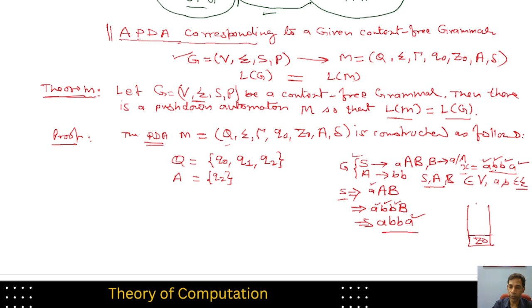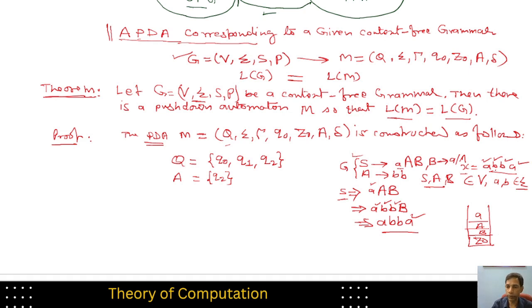Once you replace S with the given production rules, you will have the situation like this. S can be replaced with AAB, so you have a, A, and then B. The a corresponds to the top of the stack, then next to it is A, then you have the B. So S is replaced with aAB.